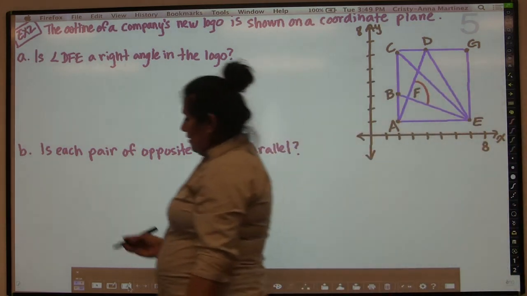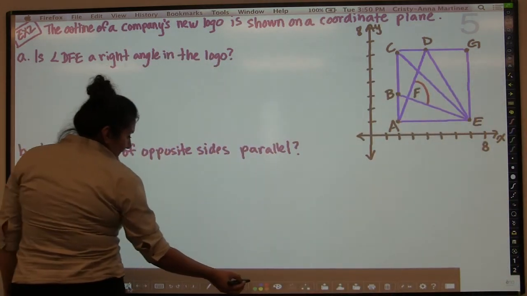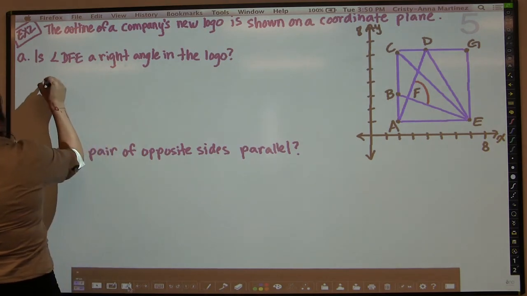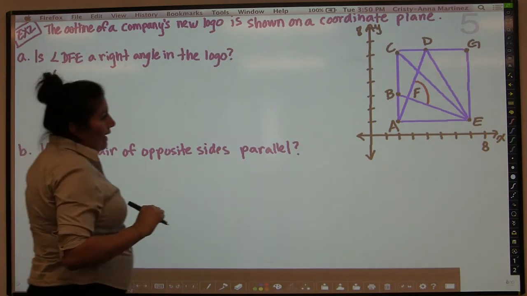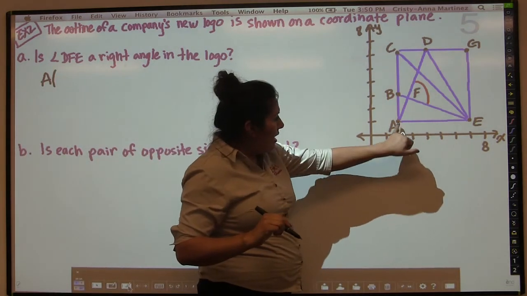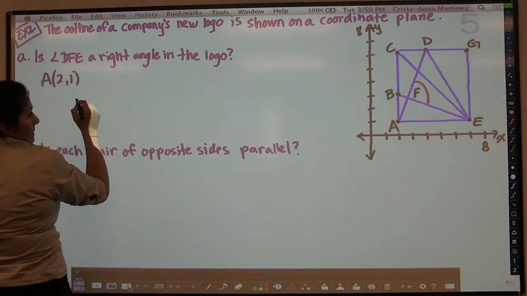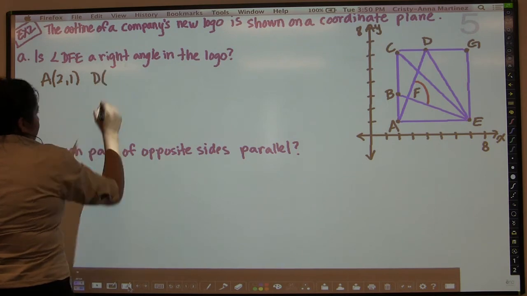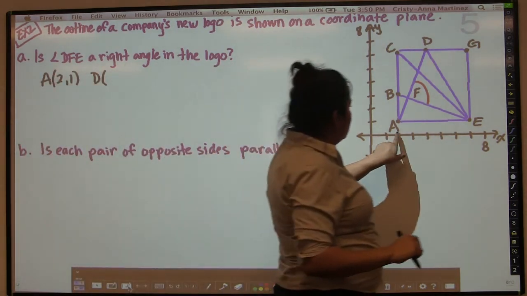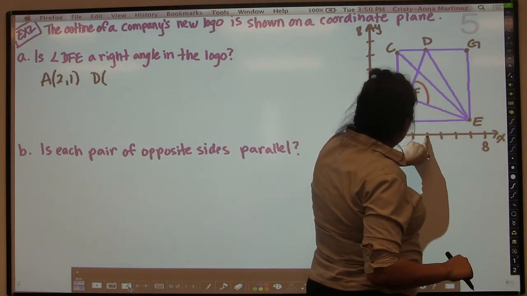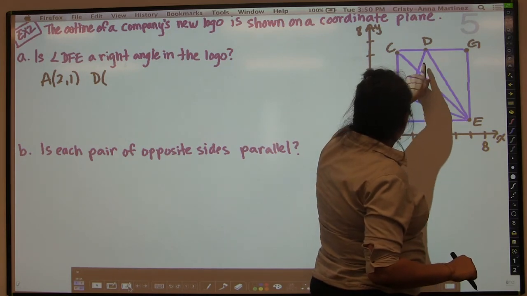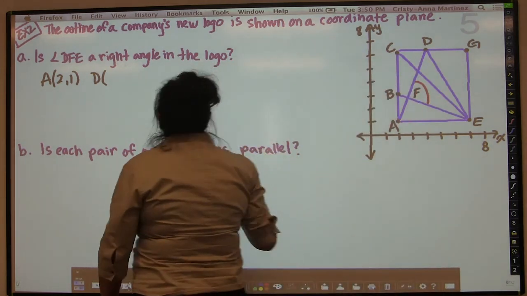So for point A, before we get started, we have to have the points. So for point A, that's going to be 1, 2, and then Y is 1. So we're going to have (2, 1). And then for point D, we're going to have 1, 2, 3, looks like 4, and 1, 2, 3, 4, 5, 6. So I think that's (4, 6).